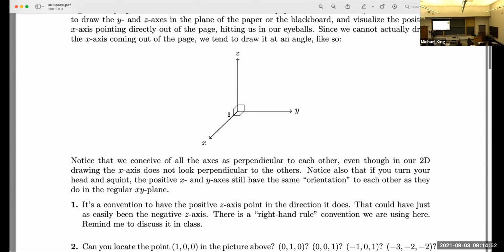So I'll just say this and then we can get into group work. I said, remind me to discuss it in class, and it's on the screen, so I'll just discuss it. We could have just as easily decided to make the positive Z-axis go down, or switch the X and Y axes. It's a bit of a convention, but it's a convention everyone uses. And it's basically a right-hand rule.